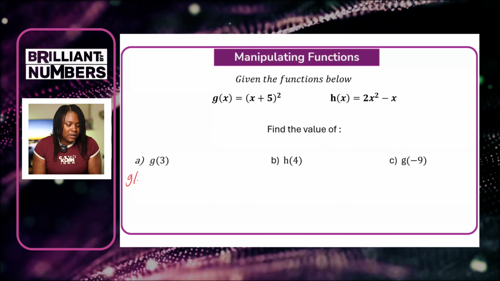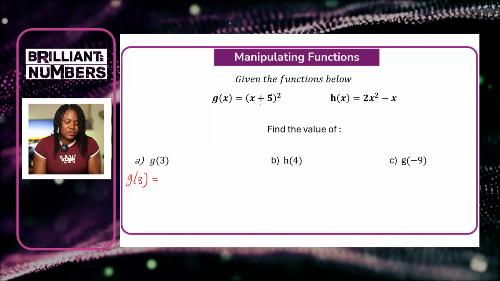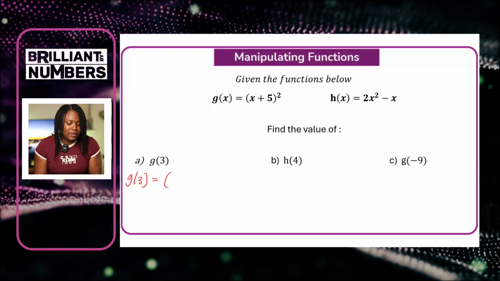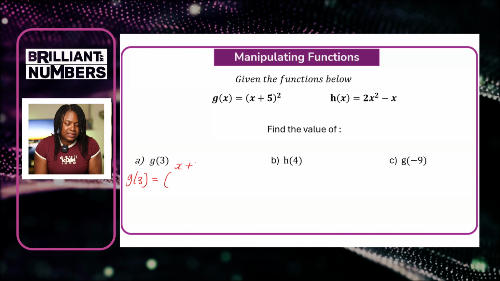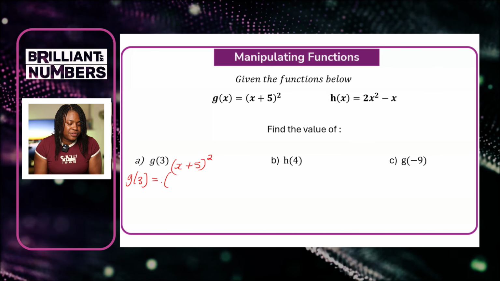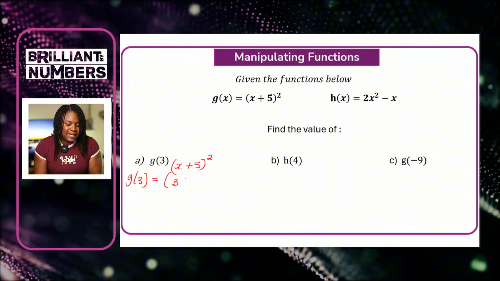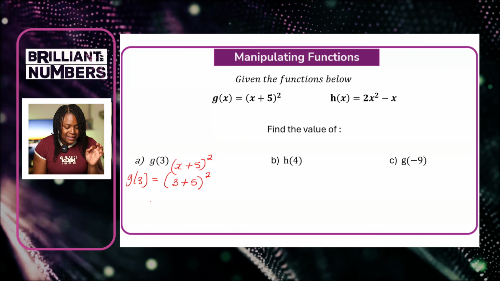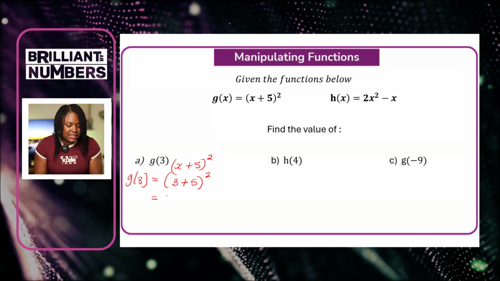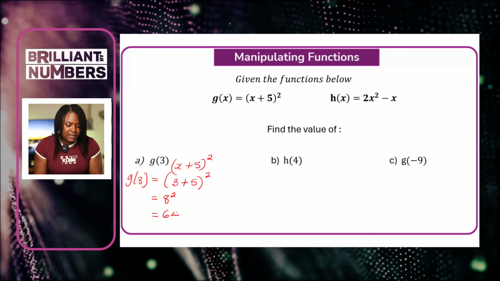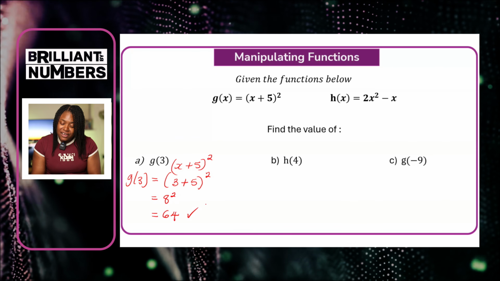So I'm going to go ahead and do g of 3. So g of 3 is equal to, I'm going to rewrite this. So I'm going to replace my x here. So let's just write this first. x plus 5 squared. Now I'm going to substitute 3 for x. So instead of x, that's 3, add 5 squared. Importantly, we've got to do the brackets first. So 3 add 5 is 8. So essentially we're doing 8 squared, and 8 squared is 64. And that's our final answer.